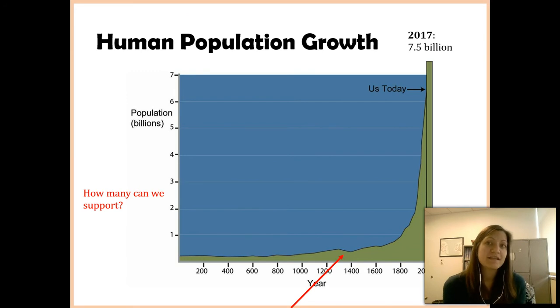So scientists and different organizations have looked at this question: how many humans can Earth support? And our current estimate is around 10 billion, which we're not at yet. We have a while before we hit that number. But it's interesting to note that Earth can support this, but Earth couldn't always support that many humans.